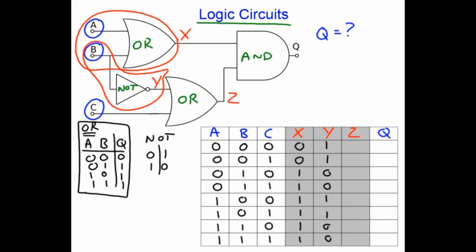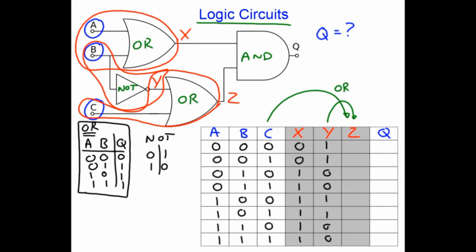So we'll write that in our truth table. Now Z is an OR gate function of C and Y. So Z is an OR gate function of C and Y. So we've got to take column C and column Y and combine them as an OR gate function. So let's have a go at that.